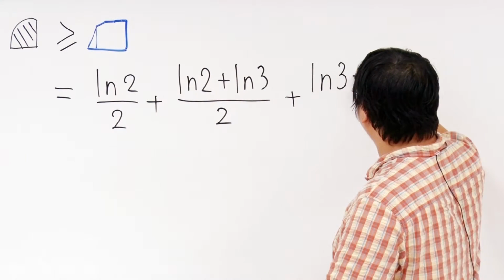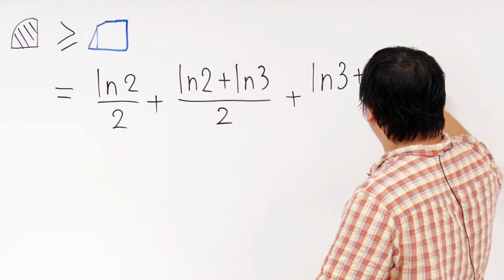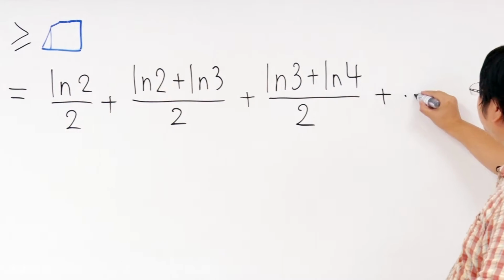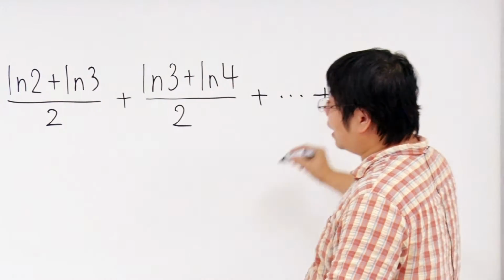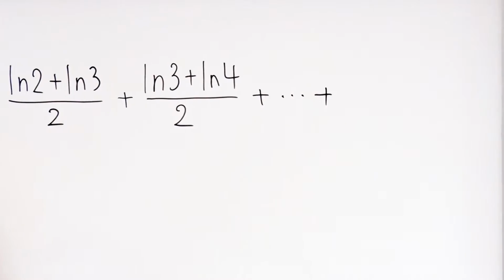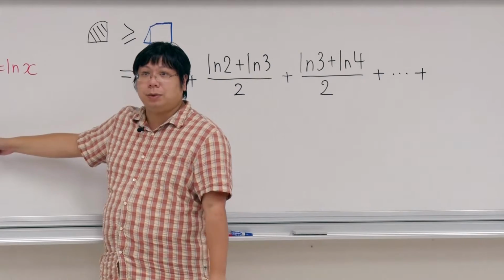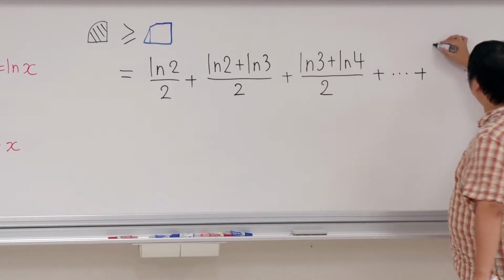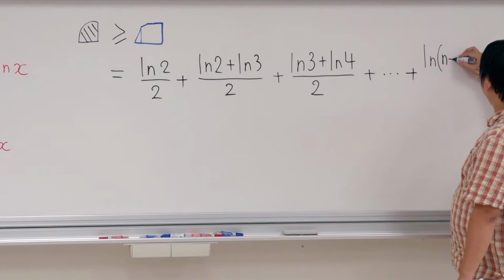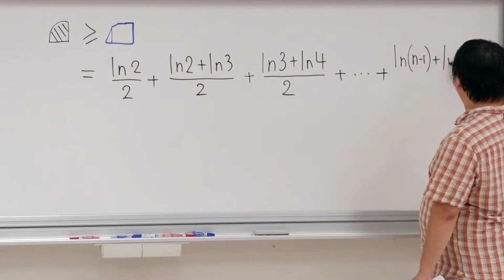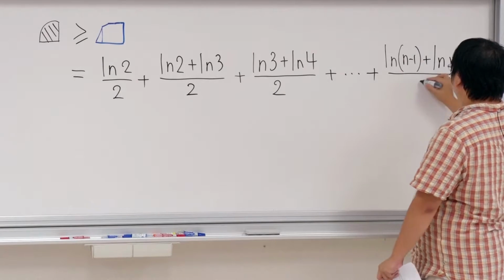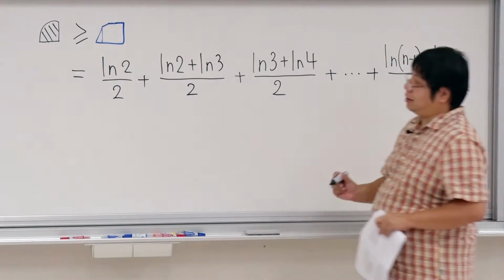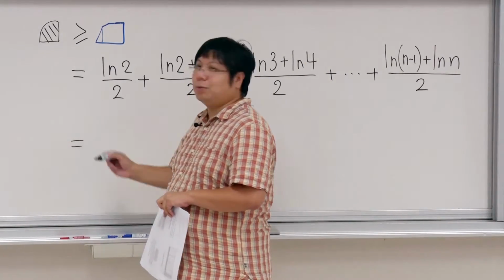And then the next one, we can write it. So it is going to be log 3 plus log 4 divided by 2. And then there are many more terms, up to the last term. What is the last term? The last term is going to be log of n minus 1 plus log of n, and then divided by 2. Okay, so we have this one. Is that okay? Oh, this is nice.